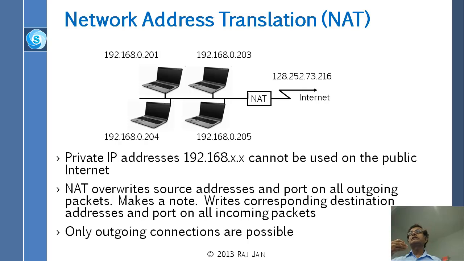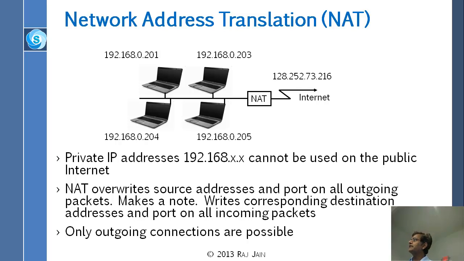You might put 3043. Okay? The NAT will change that number, and in the table it notes that this 3043 was from 201. When the response comes back, it has the same port number in the destination field, and the NAT changes the destination address back to 201, and the port number back to your 3043, whatever you had put. That's how the NAT works.